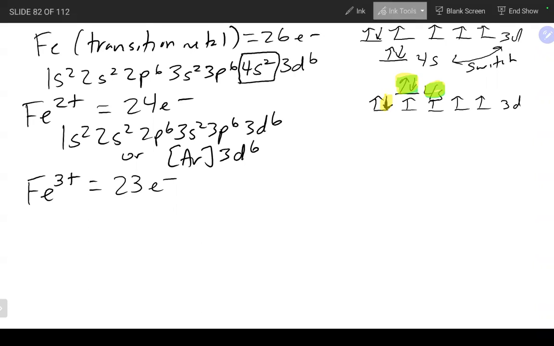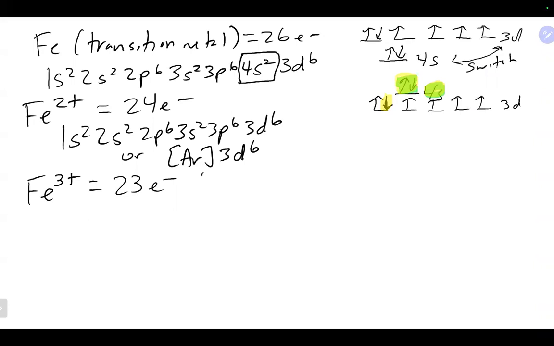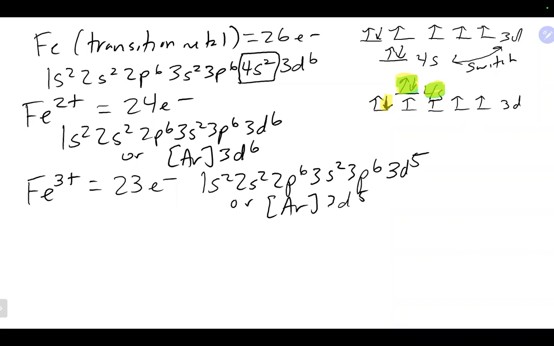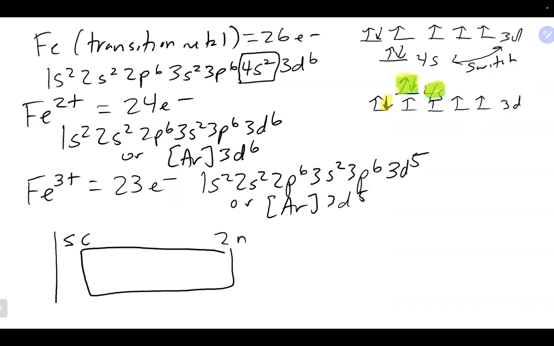And what would happen at this point is we would end up with 1s2, 2s2, 2p6, 3s2, 3p6, 3d5 in this case, or argon 3d5. So transition metals, which on the periodic table are right about here, Sc to like zinc and down on the periodic table. These guys, when they go to lose electrons, will always lose the s electrons first, and then if they need to, they'll go into the d.